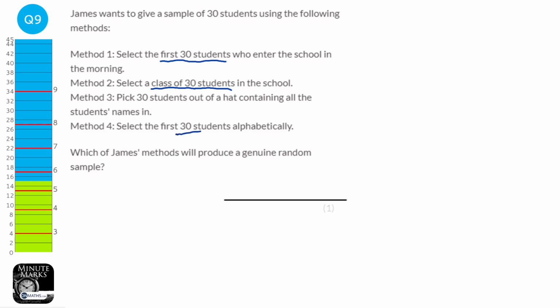So if it's a year 7 class or a year 11 class, they're all going to be the same age. It might seem that it's fair to pick the first 30 students alphabetically, so A to F or whatever, but again, that's not fair, because the people at the end of the register don't have an equal chance of being picked. So you need to make sure everyone in your population has an equal chance of being picked. So picking 30 students out of a hat containing all the students' names is definitely the fairest way of picking a sample from this list.